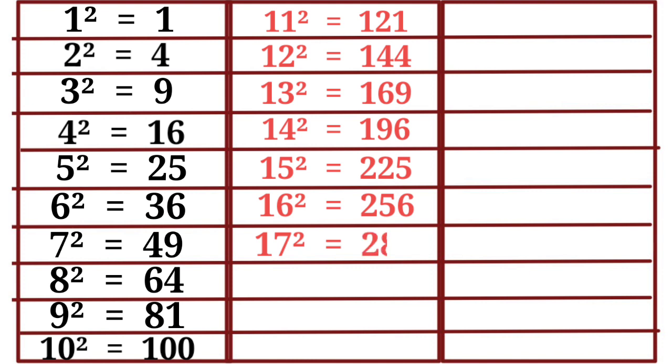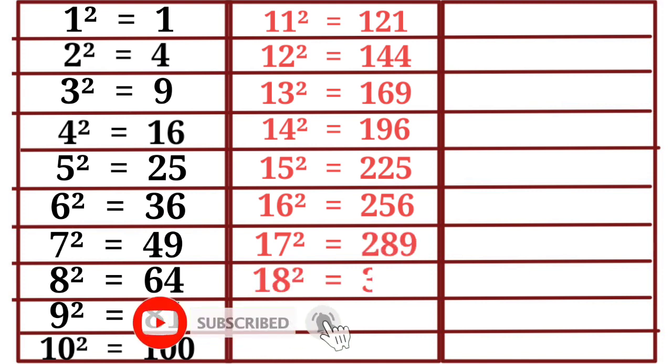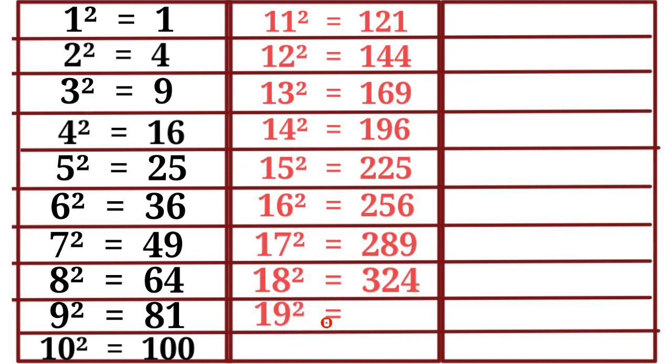17 square is equal to 289. 18 square is equal to 324. 19 square is equal to 361. 20 square is equal to 400.